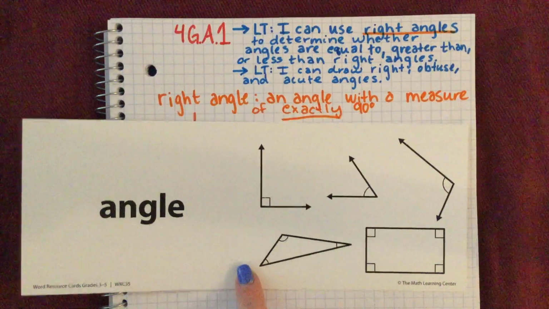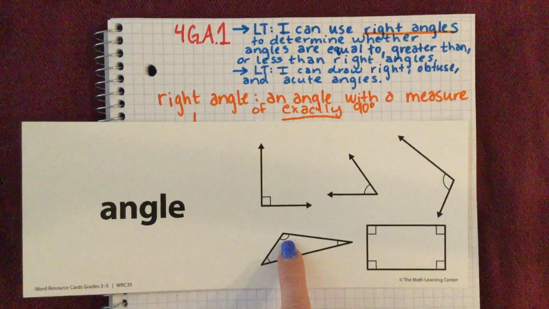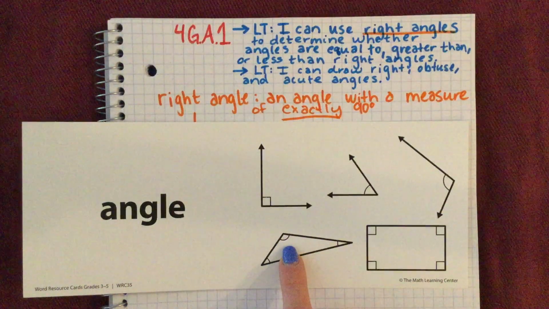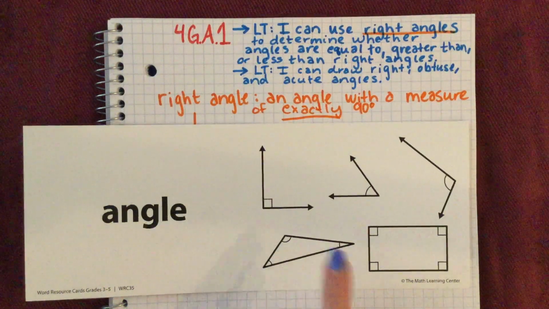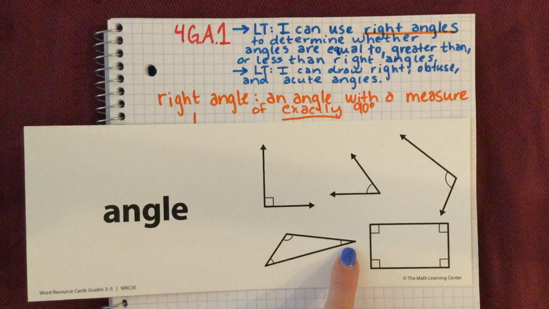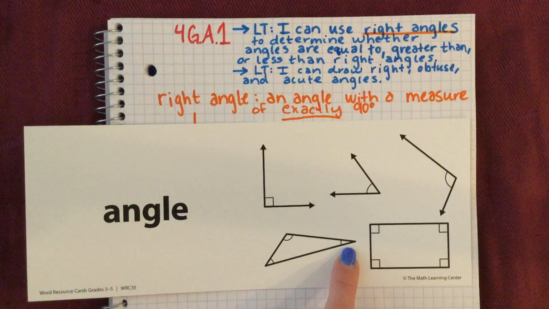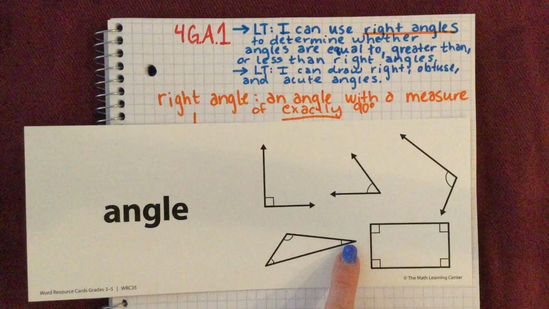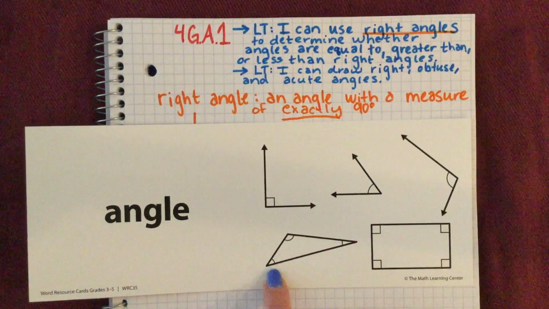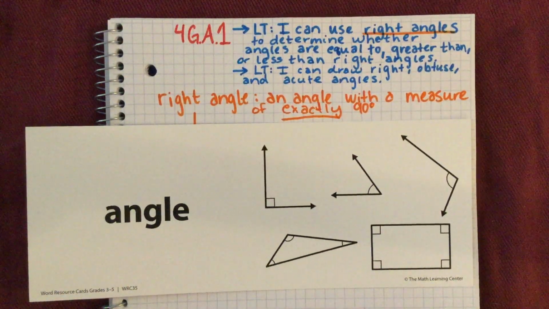Yep, it is less than. What about this one? Nice, it's greater than. And this one. Another one that's less than. So it has two angles that are less than 90 degrees and one angle that is greater.